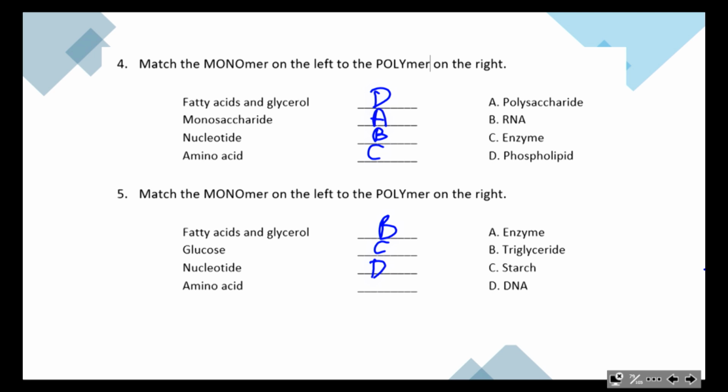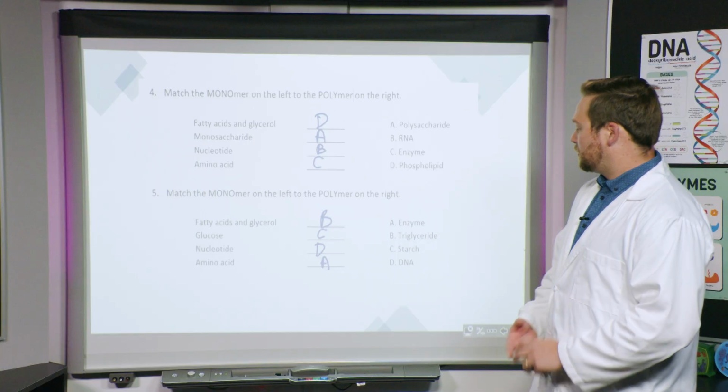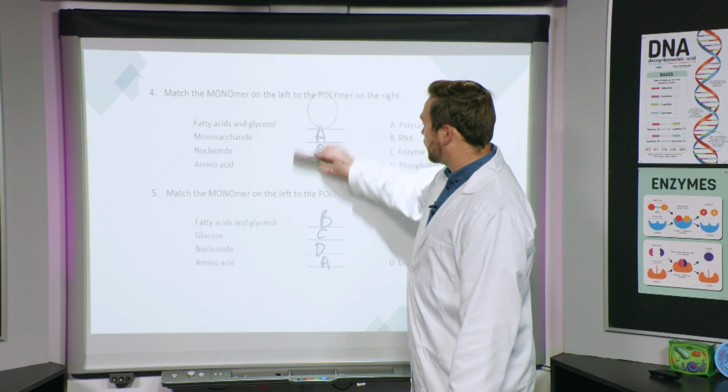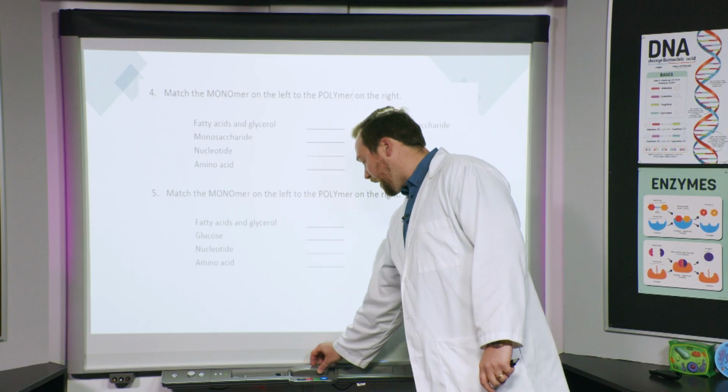Next up, amino acids. Amino acids make up proteins. Do we see a type of protein on the right? We do. It's going to be letter A. Great job, y'all. So take a second, fill those in. I got 2 more for y'all, and then we'll kind of keep the ball rolling after that. All right, let's knock this last bit out.